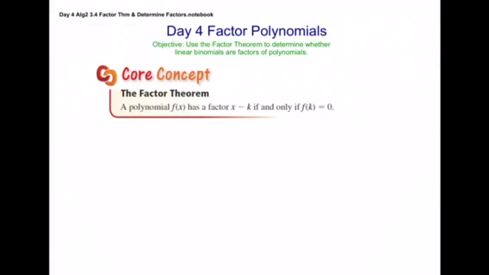Day 4, factoring polynomials. Today we use the factor theorem to determine whether linear binomials are factors of polynomials. The factor theorem states that a polynomial f of x has a factor x minus k if and only if f of k equals 0. So if you take your k and plug it into your function for x and solve, if you get a remainder of 0, then it is a factor.